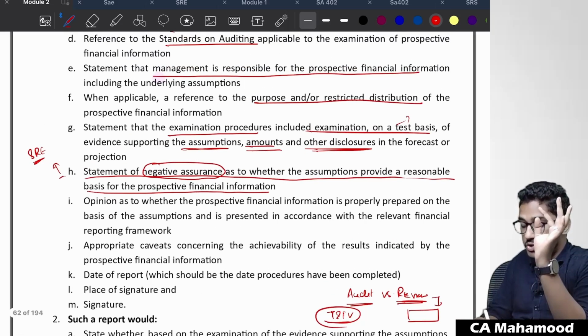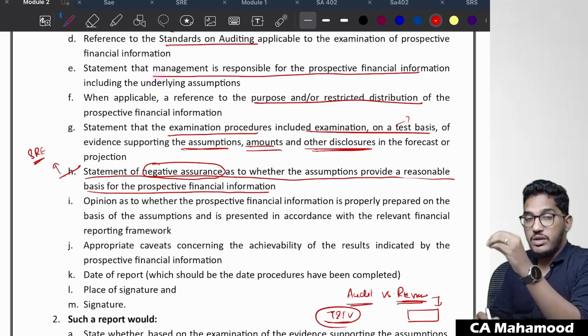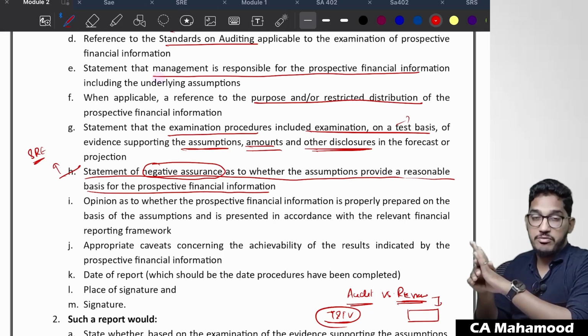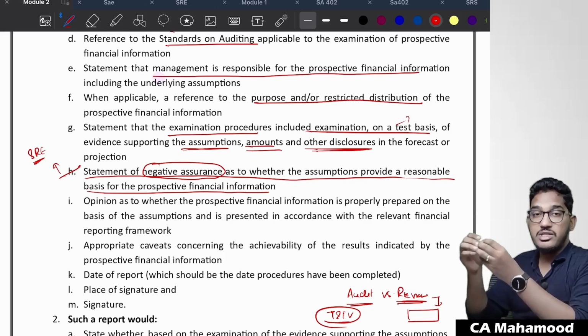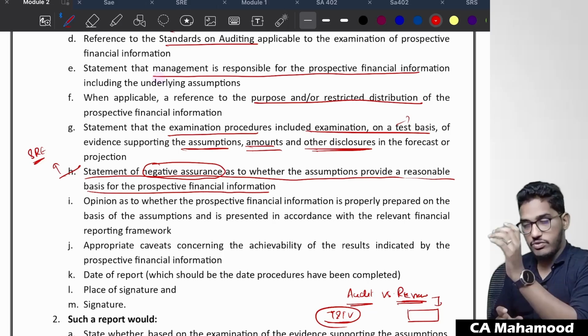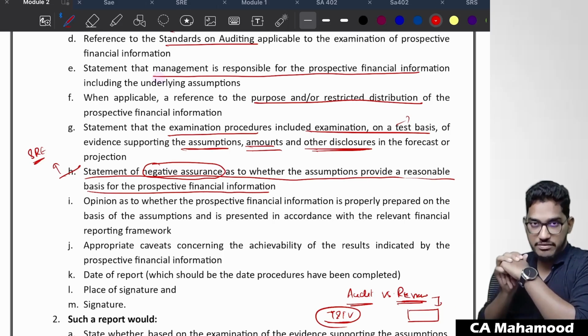The same negative wording you should use even in the case of assurance also. When you are giving a report on prospective financial information, you have to give your assurance in negative terms. How do you give negative terms? We have to say, on the basis of procedures whatever we have performed, nothing has come to our attention which makes us believe that this prospective financial information is misleading. You are trying to say a positive thing only, but the terminology which you have to use is negative phrases.